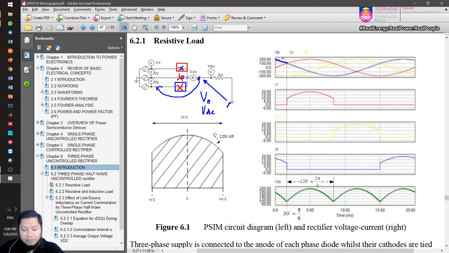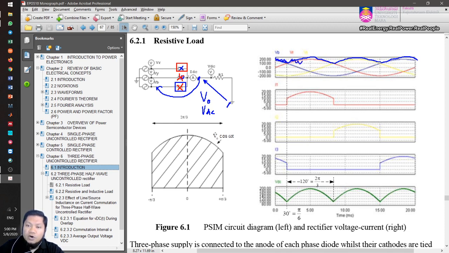So now it will follow the red voltage until 150 degrees. Then it will follow the yellow waveform, and finally it will follow the blue waveform again. So this is your output voltage.